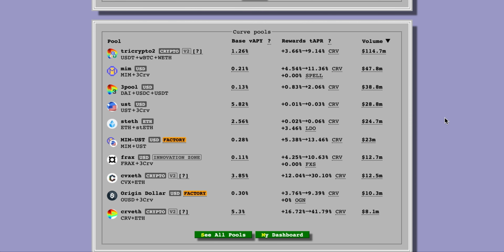So here we can find the reason why Curve's TVL and stablecoin trading volume surpass Uniswap V3, which is the liquidity mining reward. This is the reason why Curve's TVL is very high and ranks first among DeFi protocols, because Curve has a very large APR liquidity reward.